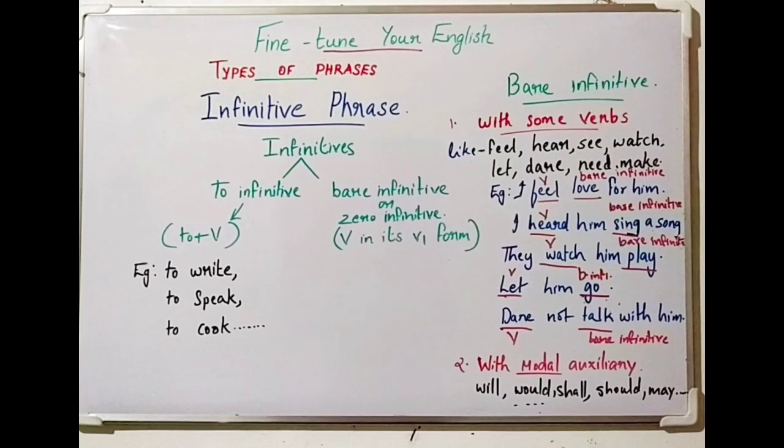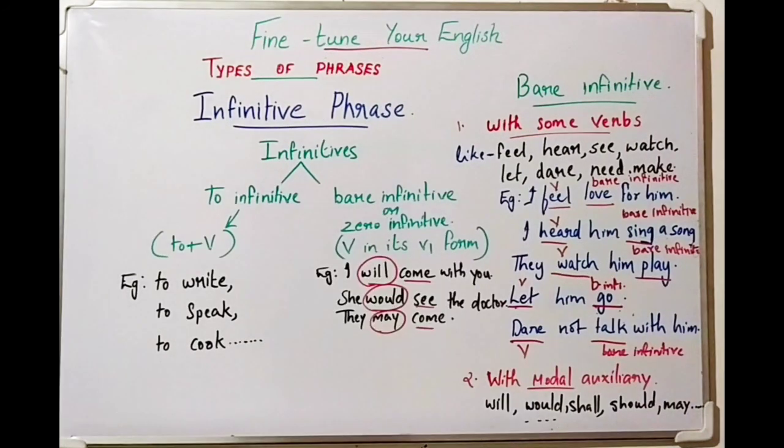The next condition is, with modal auxiliaries, we'll use bare infinitives only. Modal auxiliaries like will, would, shall, should, may, might, etc. Along with these modal auxiliaries, we'll always use bare infinitives. See the examples given here. I'll come with you. Here, will is the modal auxiliary and come is the bare infinitive. Then the second one, she would see the doctor. There, would is the modal auxiliary and see is the bare infinitive. Then the third one, they may come. Here, may is the modal auxiliary and come is the bare infinitive.